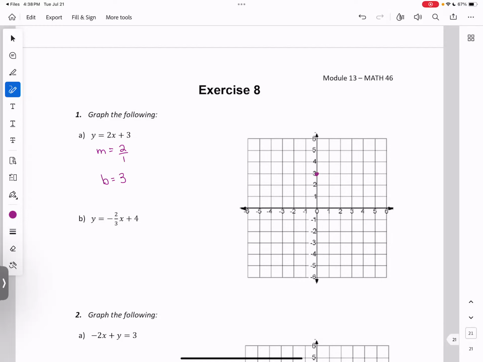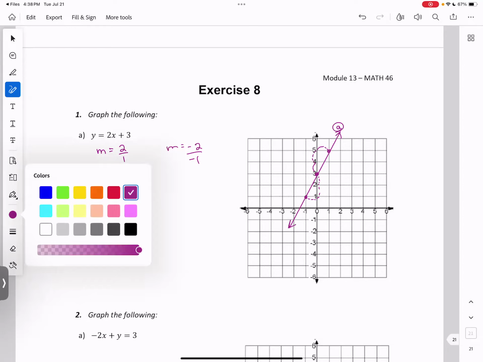And then our slope is a rise of 2, so we're going up 2 every time we go to the right 1. Okay, or if I wanted to, I could think of that as negative 2 over negative 1. So from my y-intercept, I'm going down 2 and to the left 1. And that gives us another point on our graph, which is kind of nice too. So we connect our points, and this is our line. Okay, and maybe I'll just label that A.